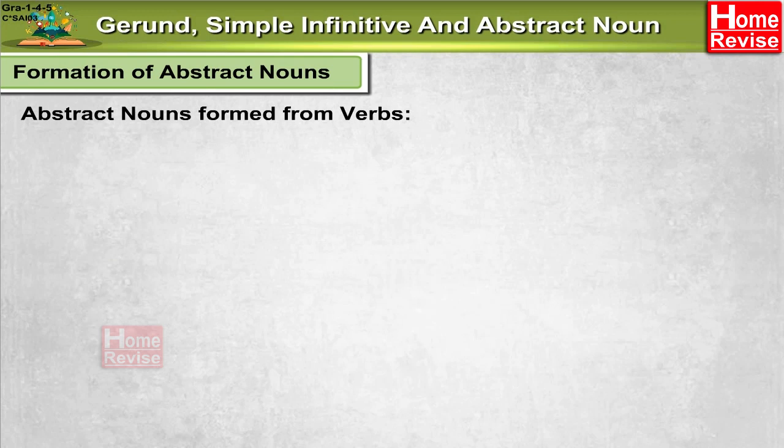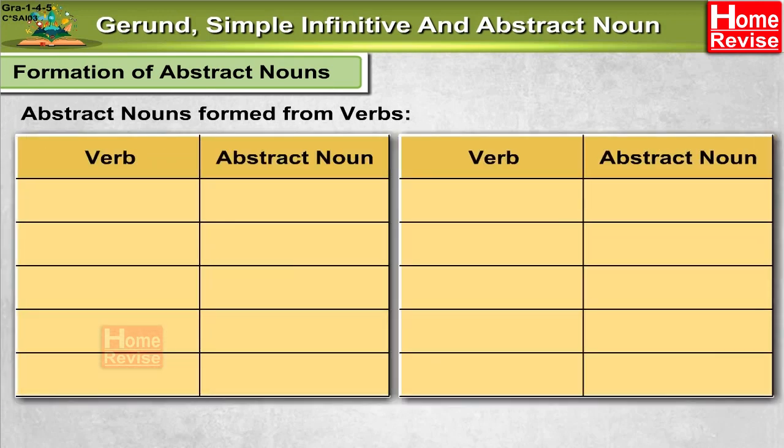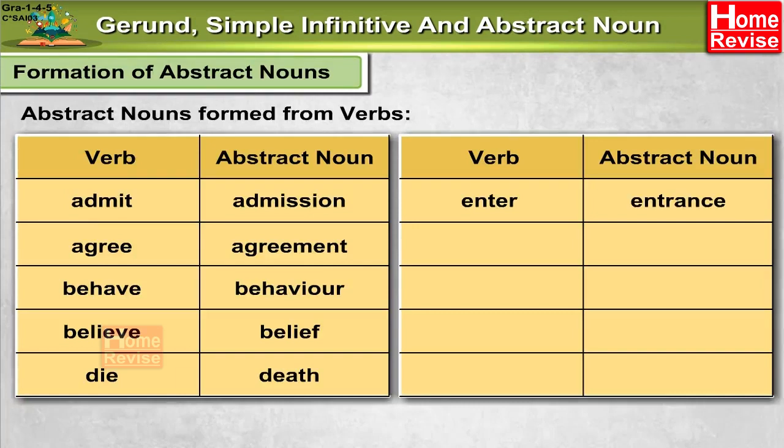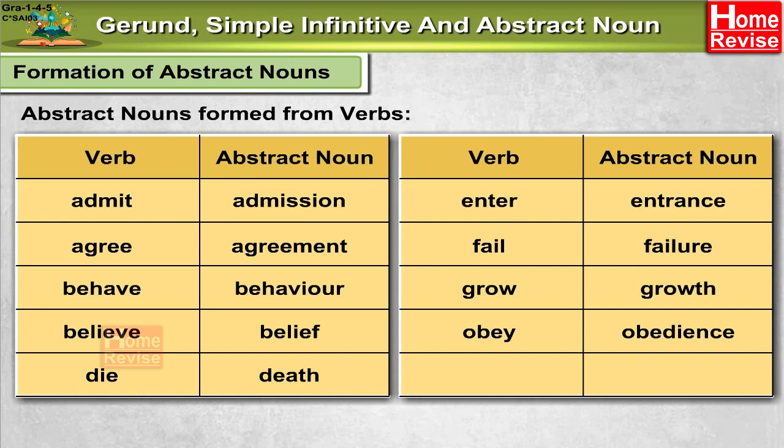Abstract nouns formed from verbs. Verb, abstract noun. Admit, admission. Agree, agreement. Behave, behavior. Believe, belief. Die, death. Enter, entrance. Fail, failure. Grow, growth. Obey, obedience. Think, thought.